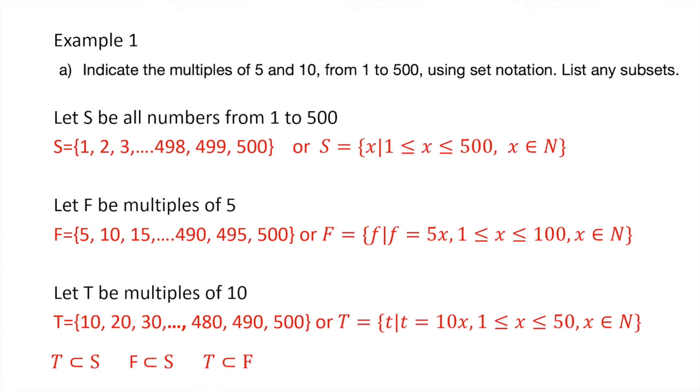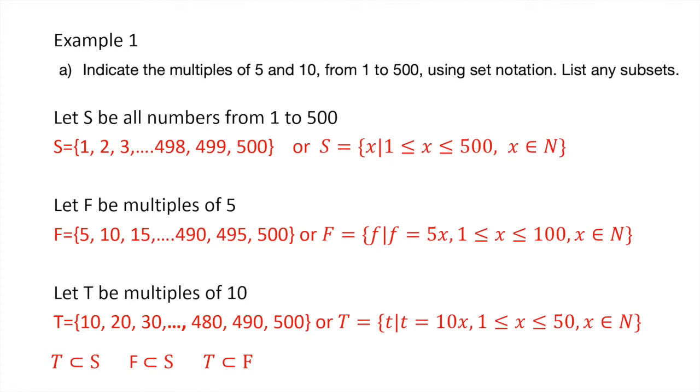Now, this is a little tricky, because what we've done now is we've actually defined an equation with a range of possible values, which in this case is between 1 and 100. Now, why is it 1 and 100 and not 1 and 500? Because we're dealing with the multiples of 5. We know that the highest value we can get is 500, where we plug in 100 for x in our equation, then the value of f will be 500. So this is an important element.